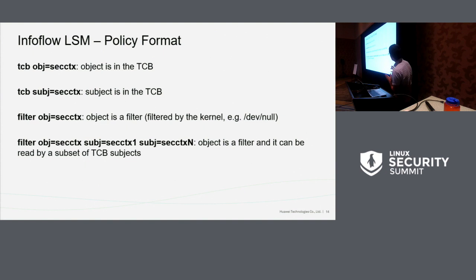Actually, we have two types of filter. For example, in the kernel we have /dev/null. We can write to /dev/null and we can read from /dev/null. In this case it's a filtering interface because it is the kernel which is doing the sanitization, so we don't get bad data from the kernel. So in this case we are saying that every object can read from /dev/null without being corrupted. Or we specify, for an object which potentially is malicious, the set of subjects which are allowed to read the object without being corrupted.